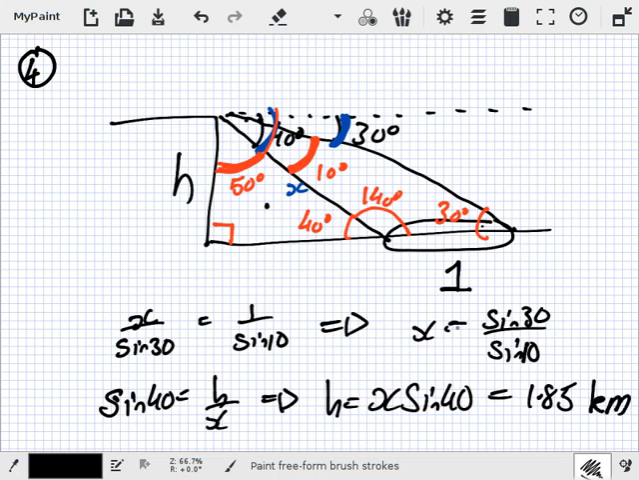Here it is. x over sine 30 equals 1 over sine 10. Yeah, believe it or not, that's h.